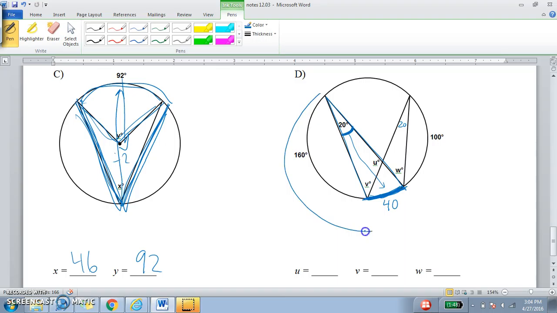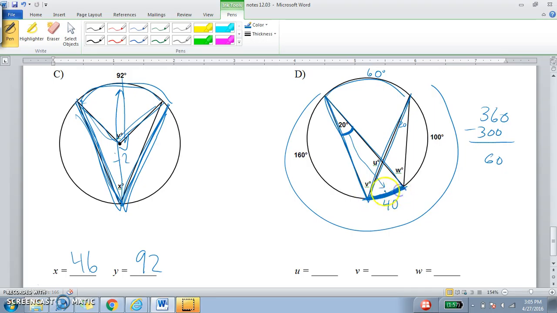Now I've got almost the complete circle. I've got 160 plus 40, which is 200, plus another 100, which is 300. If I take 360 minus 300, I'm left with 60 degrees right here for this arc. So this is 60 degrees. Now we've got this inscribed angle going this way. So this arc was 40, this angle was 20, half of it. This arc is 60, this angle is half of it, 30. So V is 30. W, same thing. W is also cutting out that 60-degree arc, so W is half of 60 as well, 30.